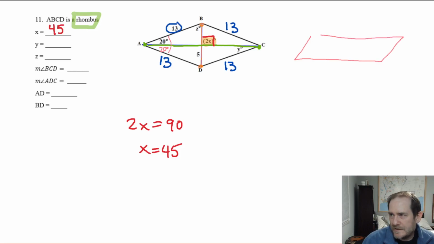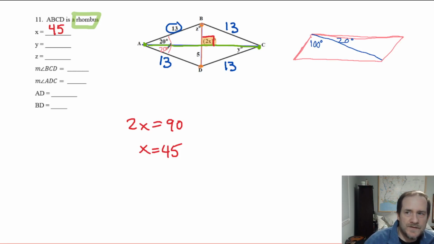If I drew a parallelogram where I had very clearly short sides and very clearly long sides, then if I were to draw in a diagonal and tell you that this is 20, I certainly hope nobody out there is telling me that this angle is 20. This angle literally looks like it's more like 100. Certainly nowhere near 20. However, in a rhombus, the diagonal will always cut those angles in half.